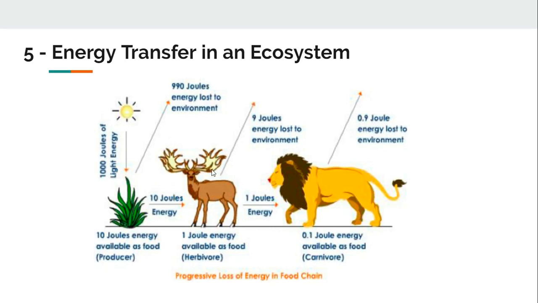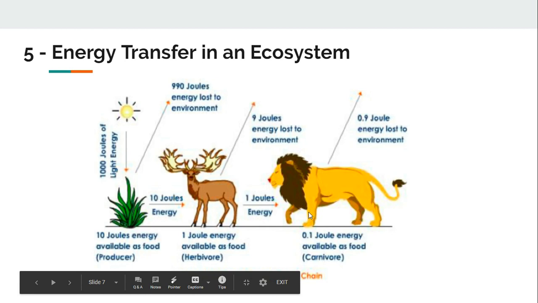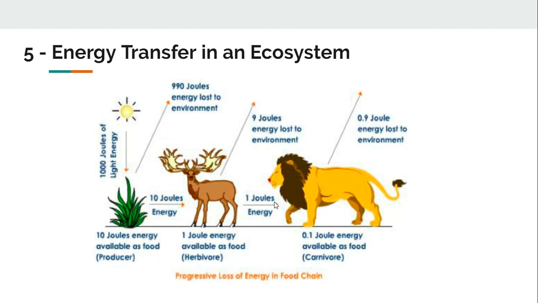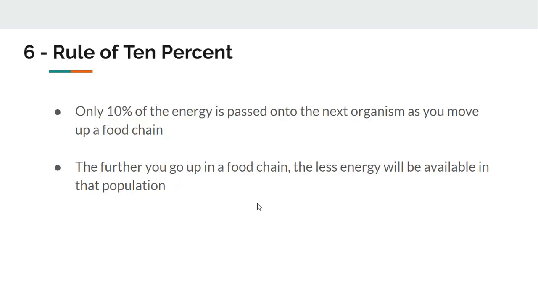And then in turn, when this thing gets eaten by our top consumer, only 10% of that is going to get passed on to our lion. So this animal would only get 10 joules, and this animal would only get 1 joule. That's called the rule of 10%, where only 10% of the energy is passed on to the next organism as you move up a food chain. And the further you go up the food chain, the less energy will be available for that population.